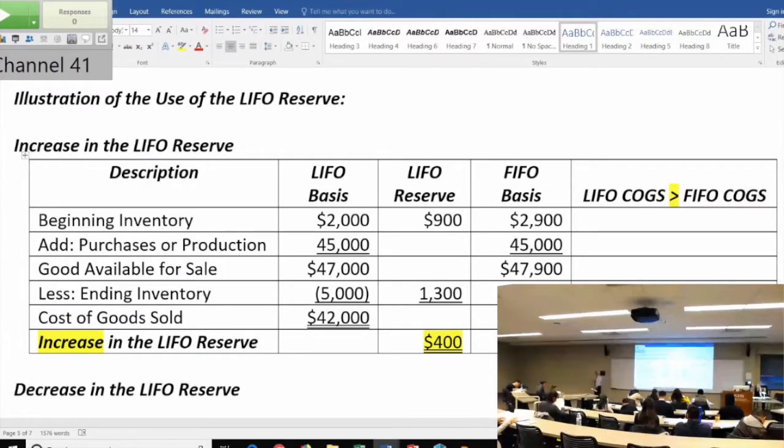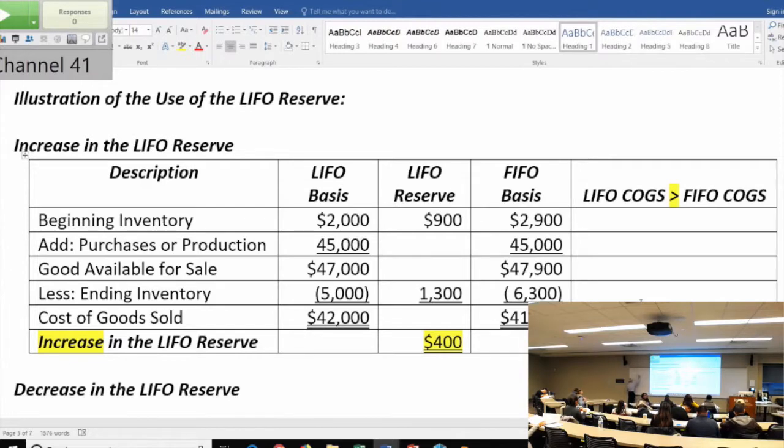The LIFO reserve is the difference between the ending inventory under FIFO. Sometimes you'll see this in the footnotes. Replacement or current cost. And this has to be disclosed. We said these are footnotes. So in the footnote, you'll find the LIFO reserve.